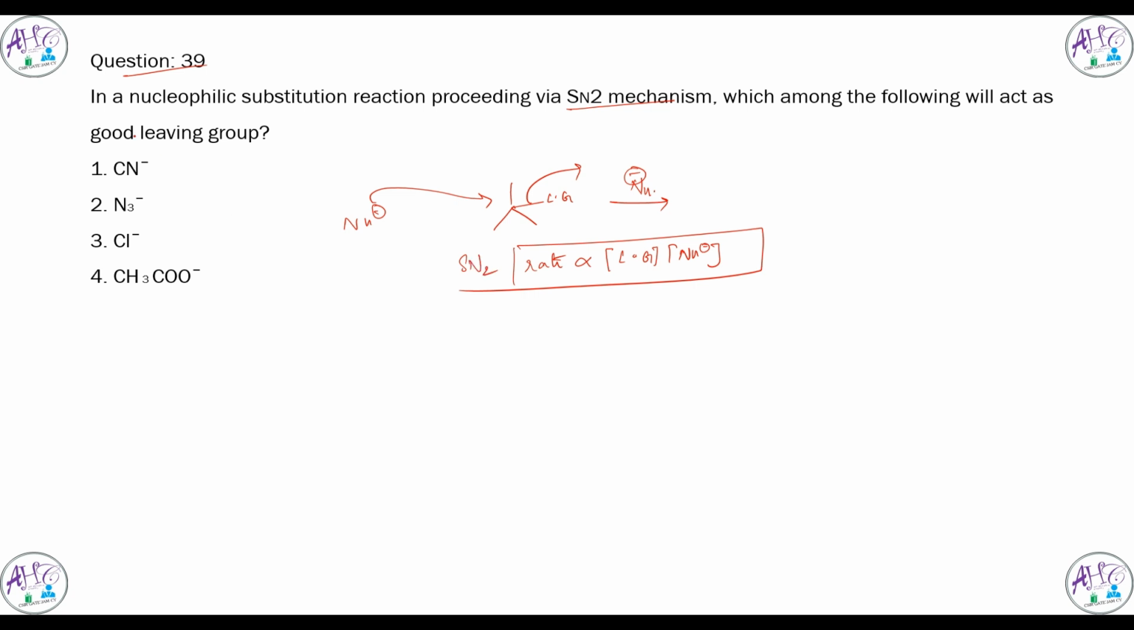Now what are they asking? They are asking about the leaving group. Which will act as a very good leaving group? Let's try to analyze this step by step. The cyanide can be represented as CN.